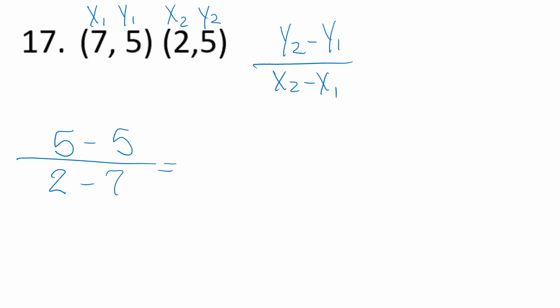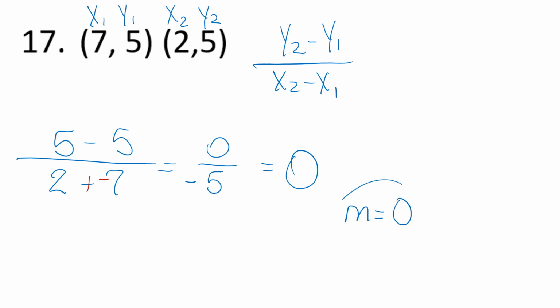So 5 minus 5 is 0. 2 minus 7, remember, use your integer rules. We need to add the opposite, so that would be 2 plus negative 7, and that's negative 5. So when you come up with a problem like this, you still need to simplify. So negative 5 goes into 0 0 times. So this slope is 0.